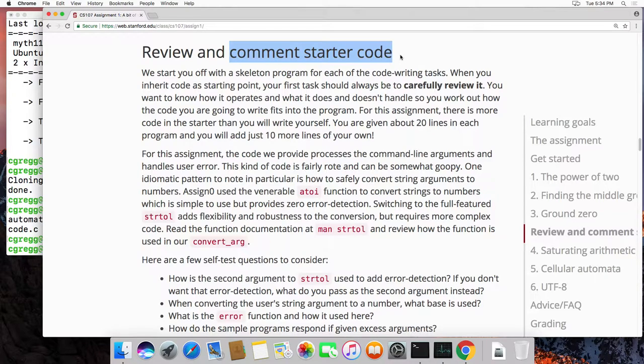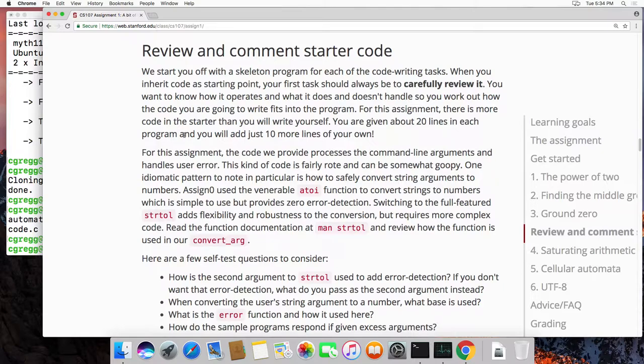And we want you to start to think about, oh, this is how we might do all of this printing out with printf and so forth. So please review the material and then go ahead and comment it. Part of the grade is going to be on commenting the starter code as well.